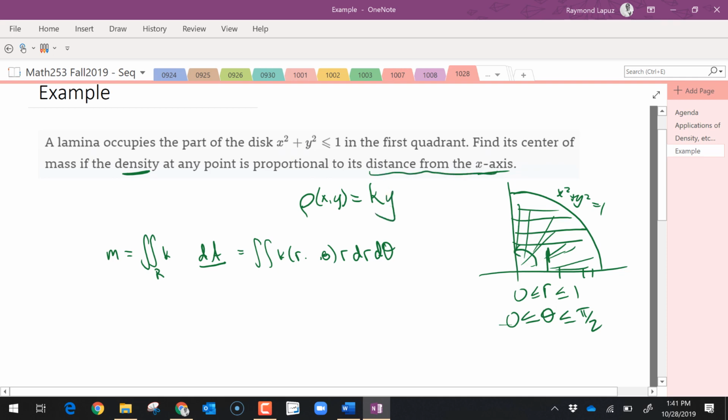So distance from the x-axis. So those are y distances. And the y is r sine theta. Limits for r, that's your inner integral. Limits for r go from 0 to 1. Limits for theta go from 0 to pi over 2. Okay, we can split this up. We got k as a constant all the way outside. We can do our r integral first. 1r, 2r, so that's r squared.